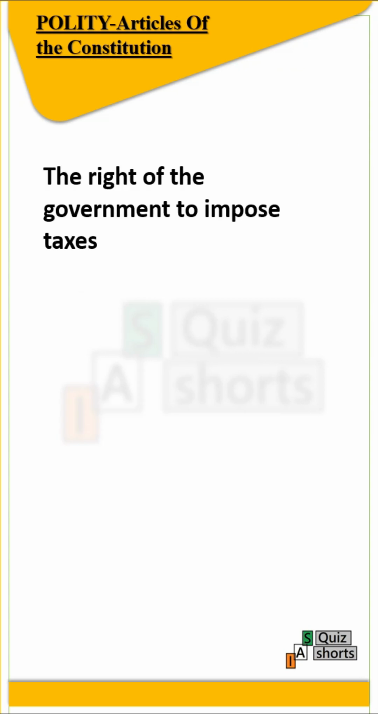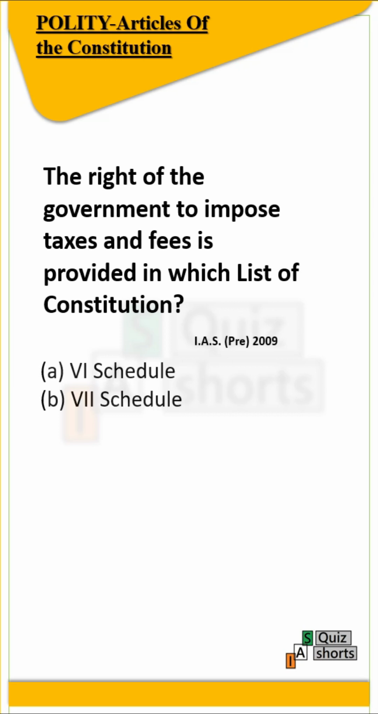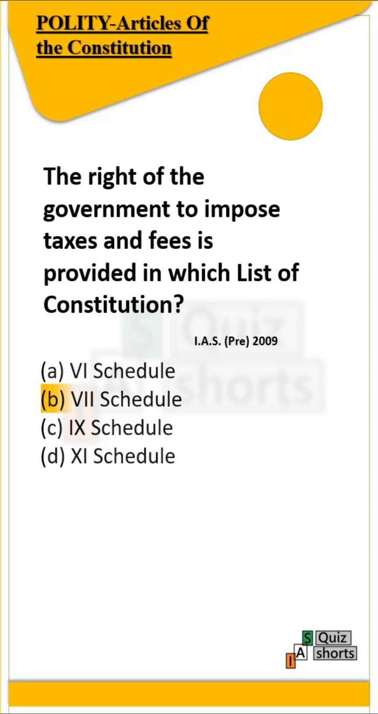The right of the government to impose taxes and fees is provided in which schedule of the Constitution? Option A 6th, option B 7th, option C 9th, option D 11th. Answer is option B 7th schedule.